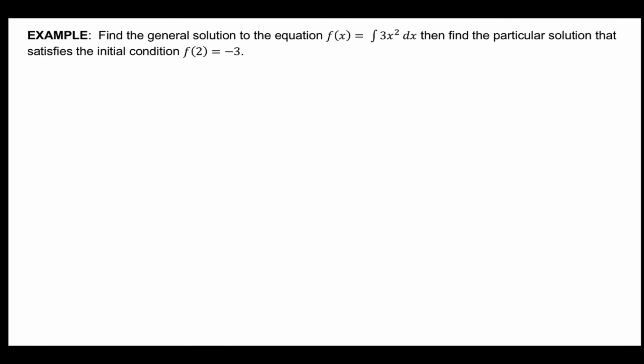Okay, so the next one, find the general solution for the equation f of x equals the integral of 3x squared dx. Then find the particular solution that satisfies this condition. Okay, so this one's a little different. This one's a little different in how. How is this one a little different?